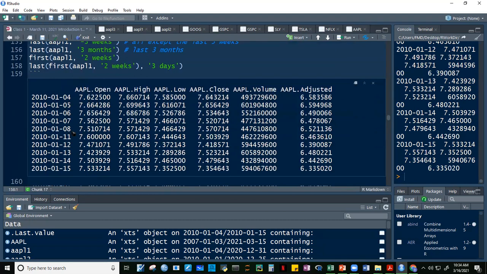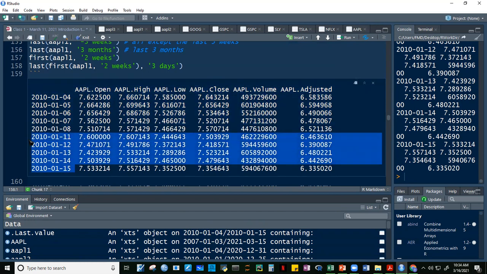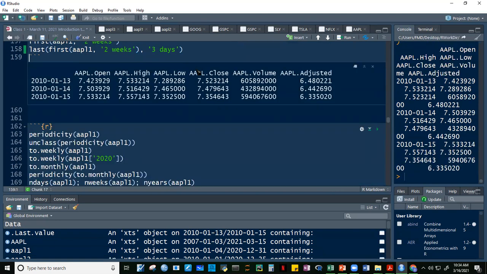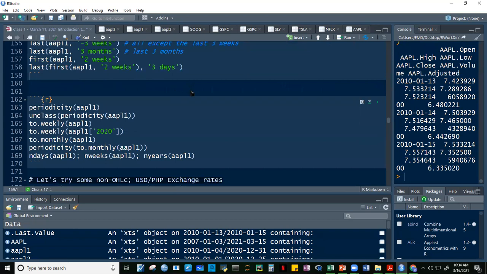Ito yung first 2 weeks yan. 4, 5, 6, 7, 8. This is the first week. 11, 12, 13, 14, 15. This is the second week. So ito yung first 2 weeks. And then, ang kukunin daw dito, yung last 3 days nito. So that will be January 13, 14, 15. Kasi ito yung last 3 days, diba? So kinumbay niya, no? So we expect this January 13, 14, 15. Okay? So combination to ng first at saka last.